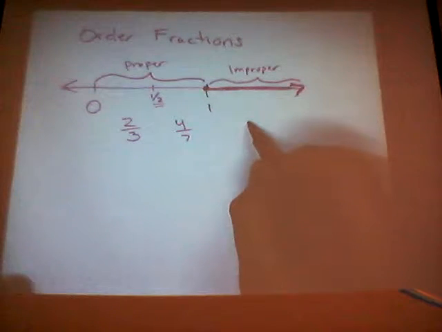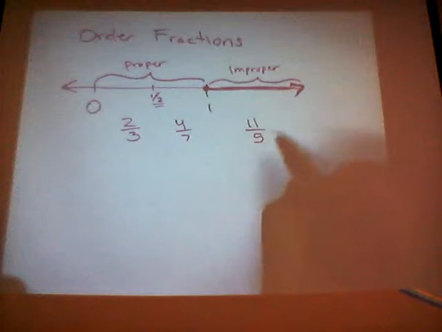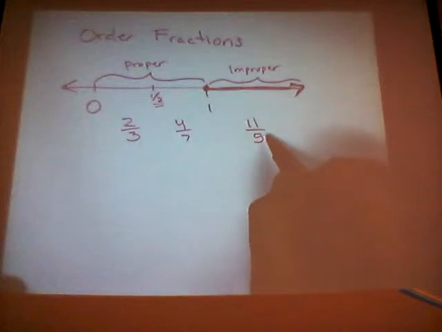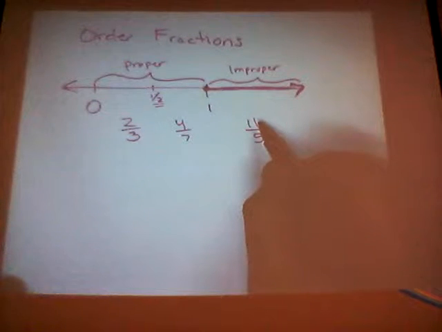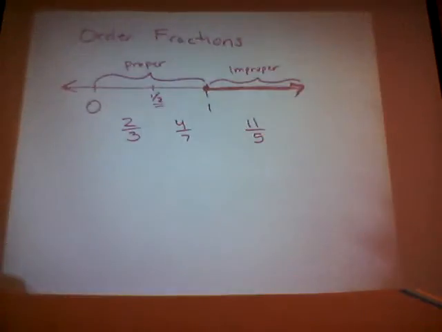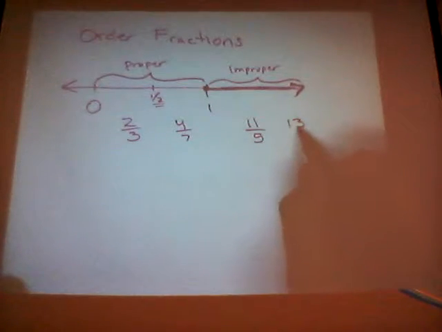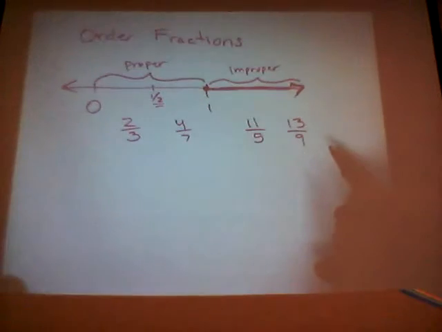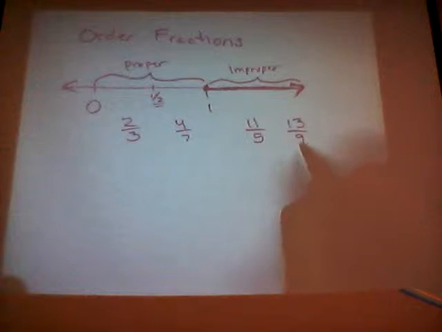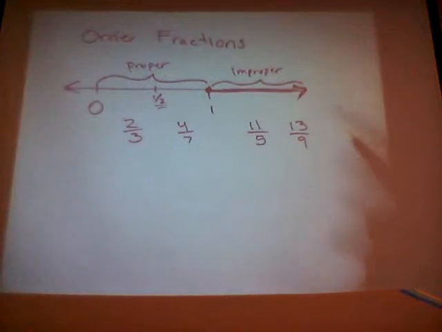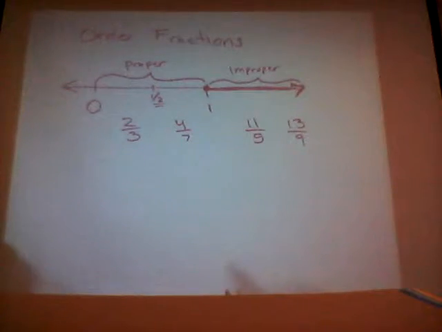Whereas my improper fractions are going to look like this. I have more than one whole thing, because if my whole thing is broken into 5 parts, I actually have 2 sets of 5 in my numerator, which means I have 2 whole things and then a little bit more left over. 13/9. Same thing. My whole thing is broken into 9, and I have 13 parts. That means I have one whole set of 9, and then maybe even a little bit more.